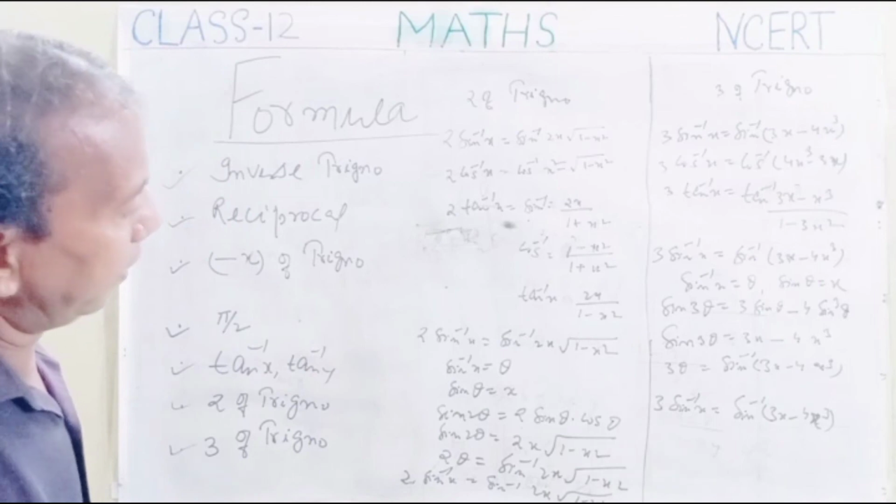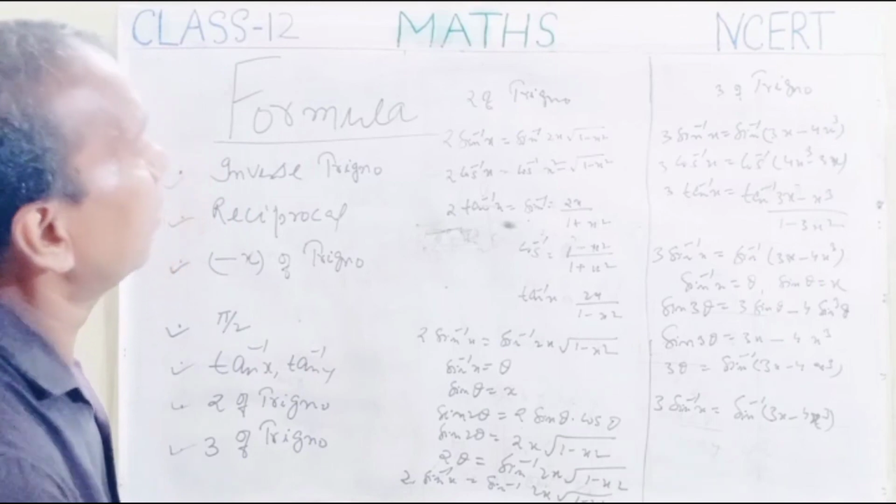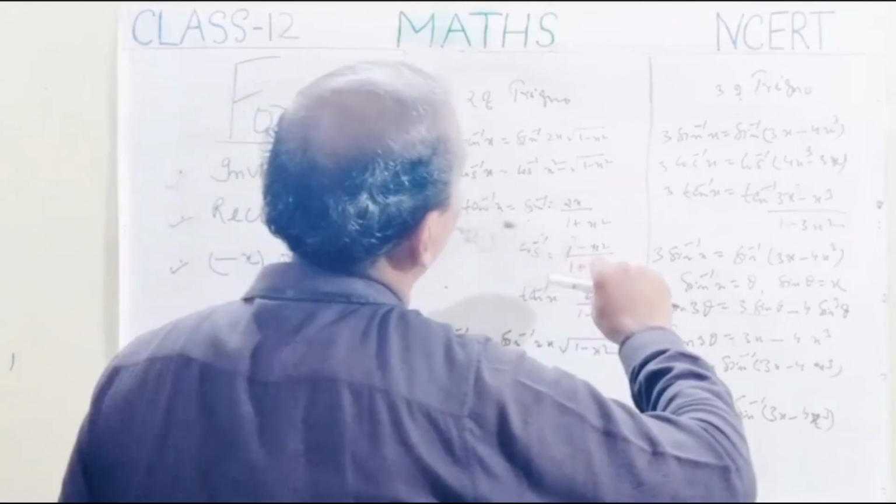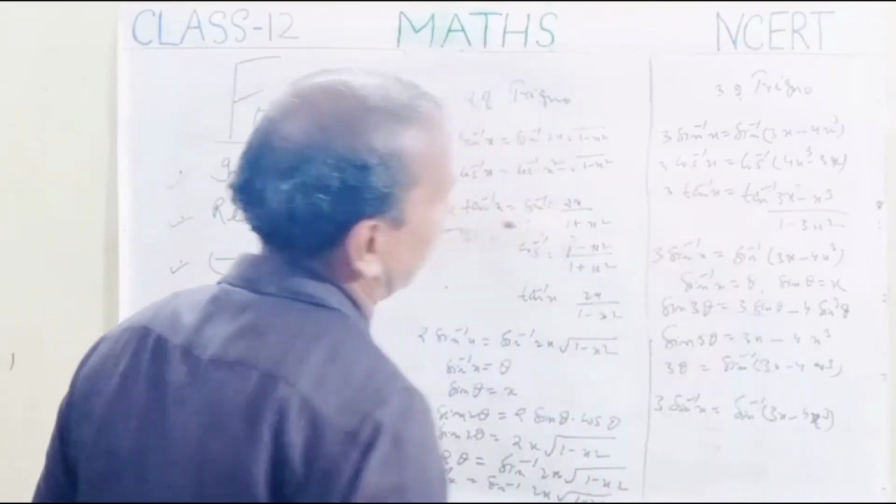In this way, I have given the proof of 2 sin inverse x. In this way we can do the proof of this one also: 2 cos inverse, 2 tan inverse, 3 cos inverse and 3 tan inverse.